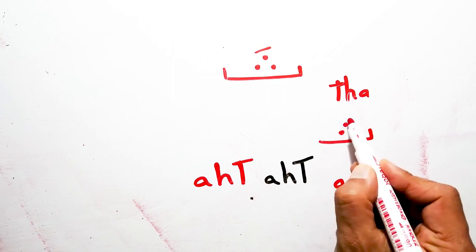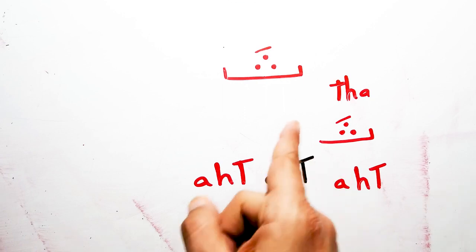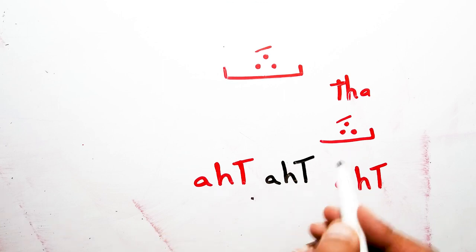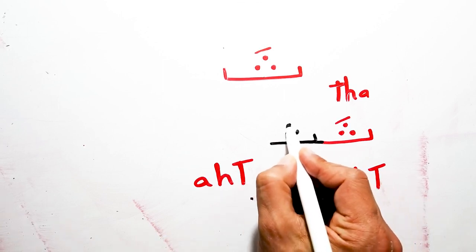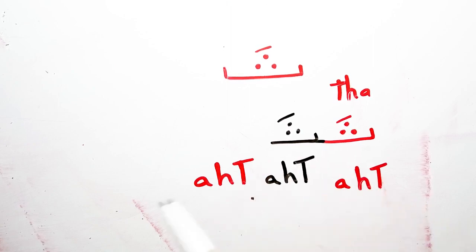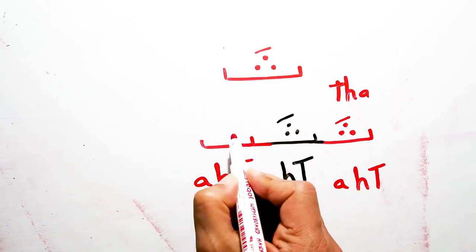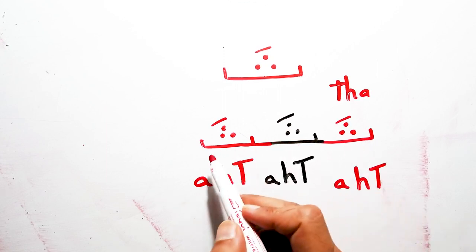Okay. Let's see tha in the beginning of the word. It is like this. It looks like ta and ba in the beginning of the word. We just added 3 dots on the top. Tha in the beginning of the word. And then we have tha in the middle of the word. Tha. And finally, we have tha in the end of the word. Tha.